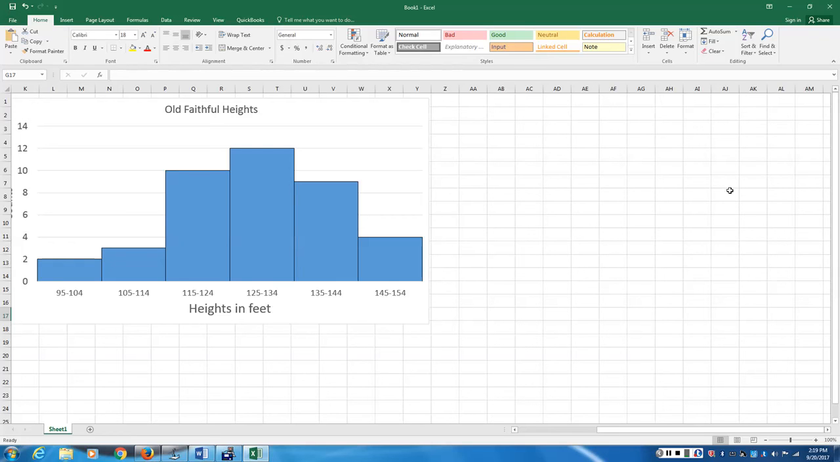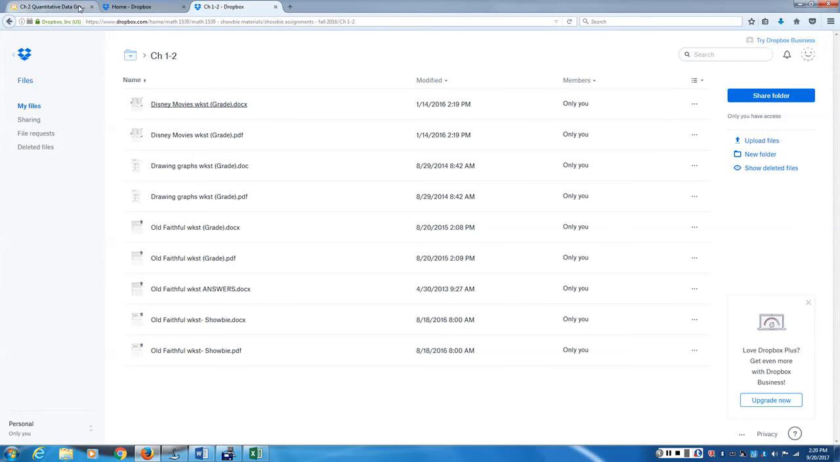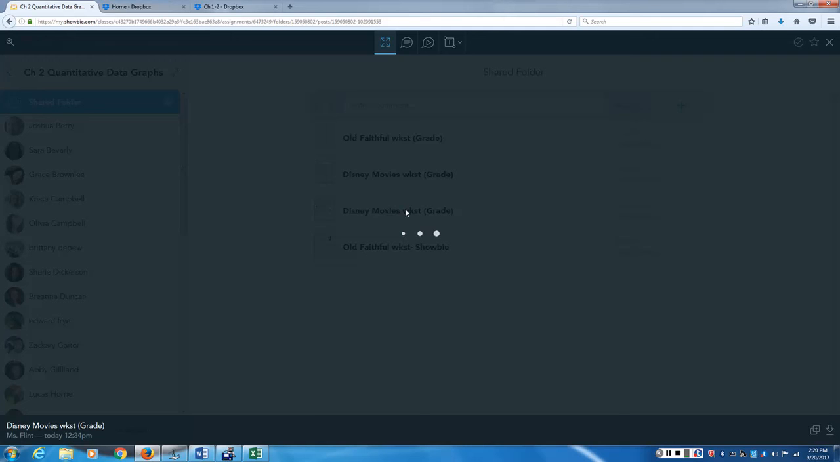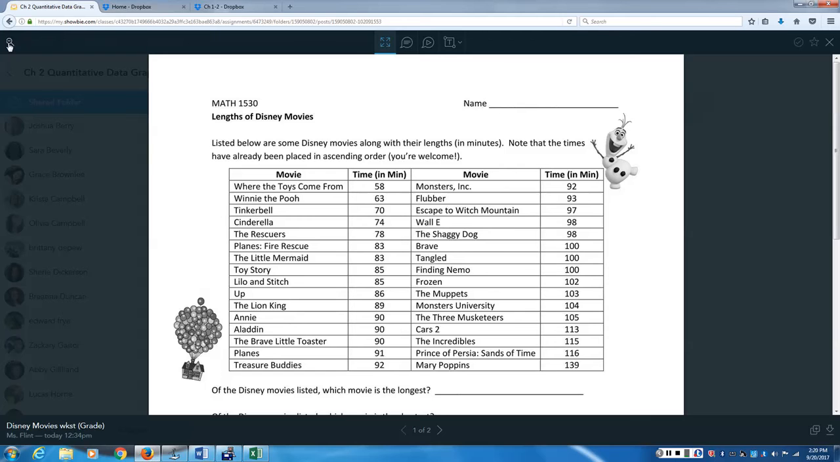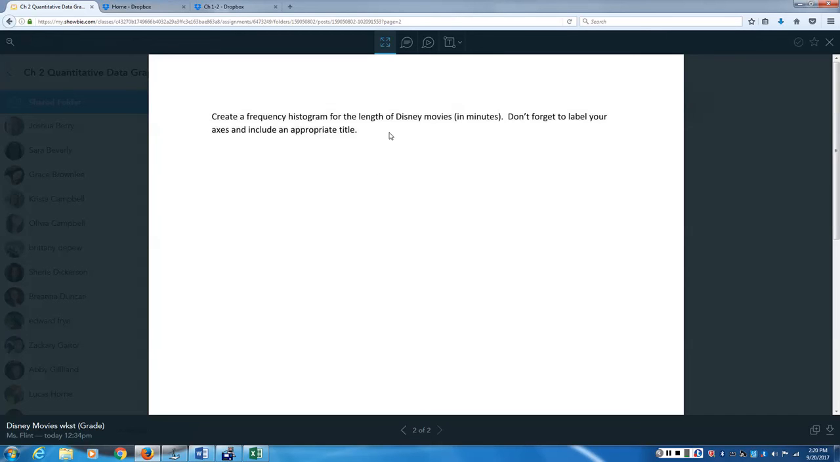So your assignment, now that we've finished our practice, is to go to the Disney Movies worksheet and complete the worksheet. You're going to practice what we've already done. And the second page of the worksheet says make a frequency histogram. Now, when you make the frequency histogram, you're going to use Excel. Since it's such a pain to try to convert an Excel workbook to a PDF, let me show you how we're going to have you submit the Excel document.